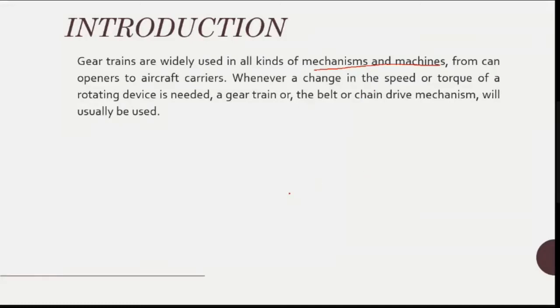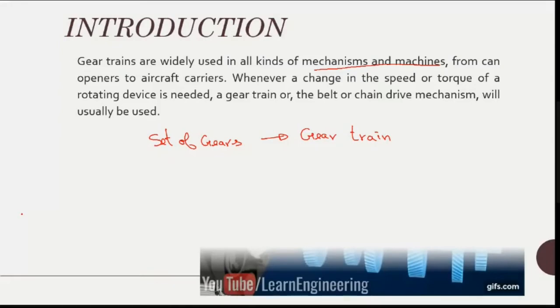Whenever you have changes in speeds, you use a set of gears. Whenever I use a set of gears, I call that a gear train. Mostly it is used whenever you require a mechanism with a change in speed or a change in torque, whatever it is. Let me consider this example.